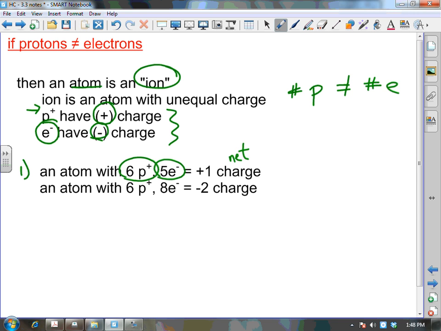If we look at the second example, an atom that has 6 protons and 8 electrons has a net -2. Actually, we'll start to write this as a 2- charge. So that's its net difference. It has 2 more electrons than it does protons. So we need to watch out for whether there is a charge in an atom. If there's a charge in the atom, then again we're going to use the term ion.